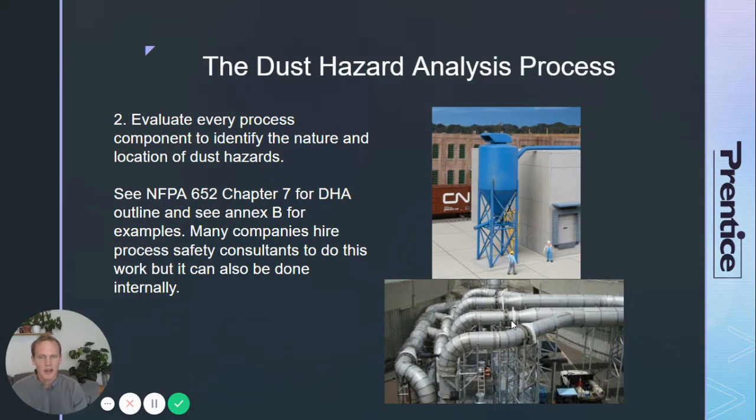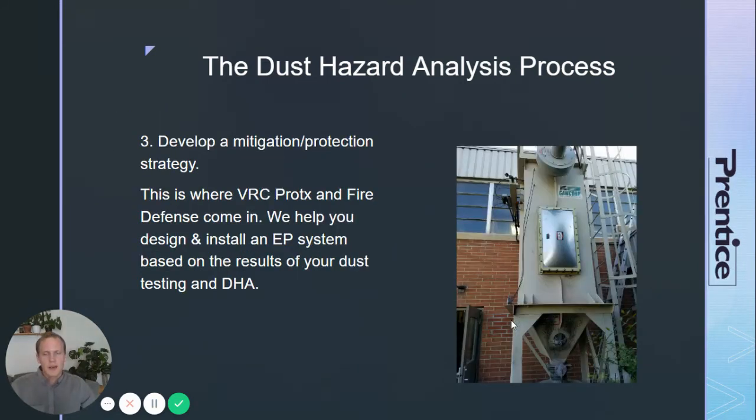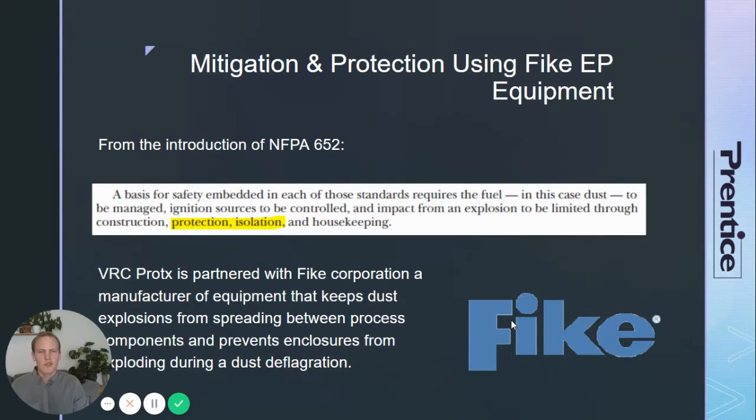If you want an outline and examples of DHAs, you can look at NFPA 652. Chapter 7 gives an outline, and Annex B goes through examples. The last step in the DHA process is developing a mitigation and protection strategy. This is where our business comes in. So what's the scope of our work?